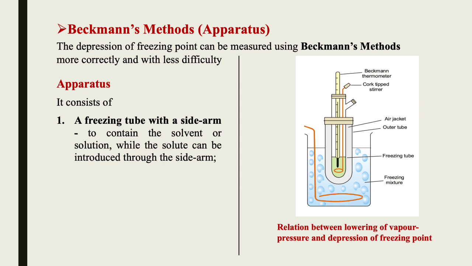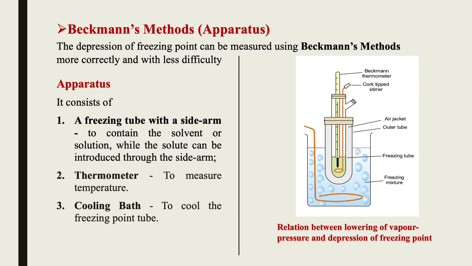The apparatus consists of a freezing tube with a side arm, as shown in this figure. The use of this freezing tube is to contain the solvent or solution, while the solute can be introduced through the side arm. This arm is used just to add the solid into the freezing tube. Next is a thermometer, which is to measure the temperature, and third is the cooling bath. The cooling bath is to cool the freezing tube, so you can freeze using this cooling bath.